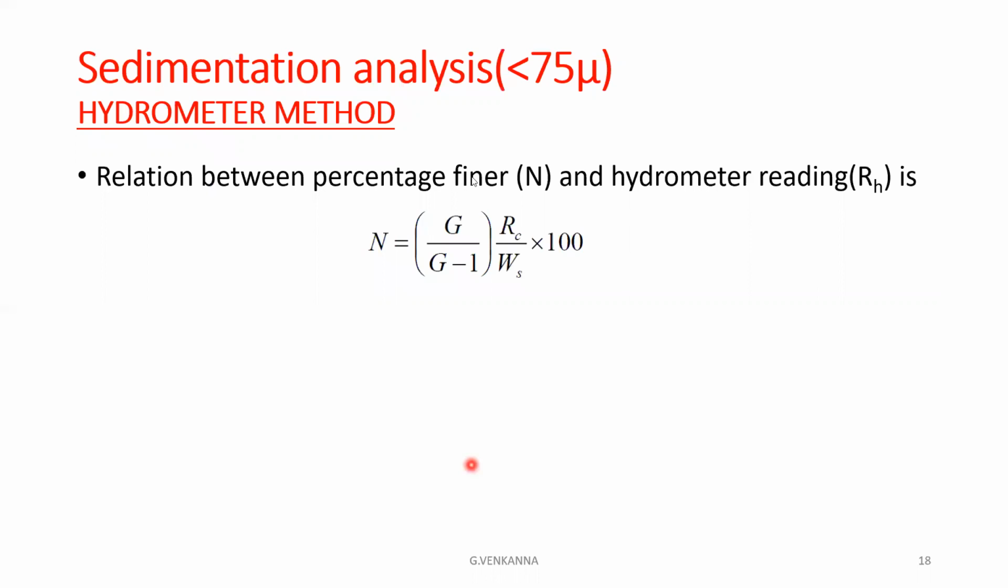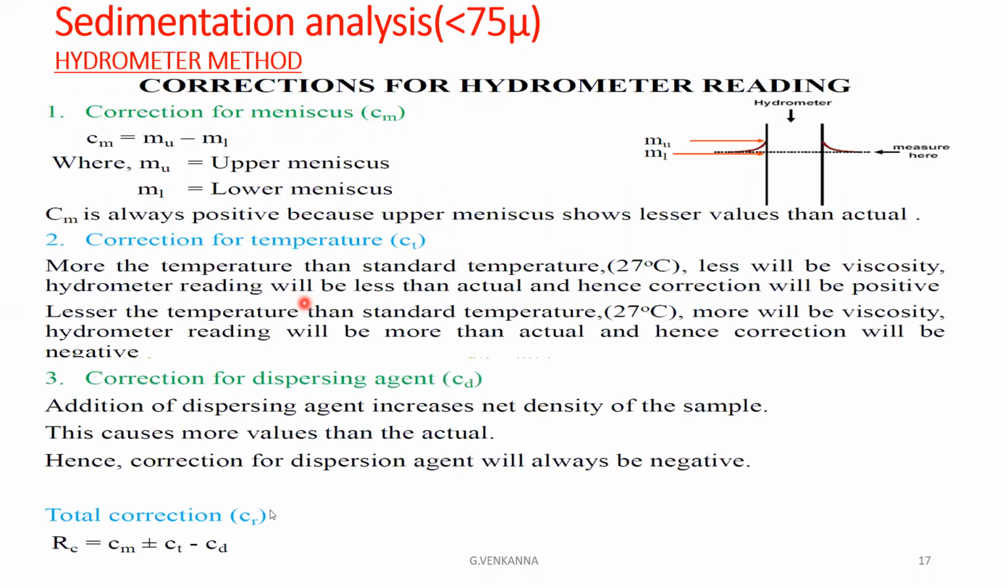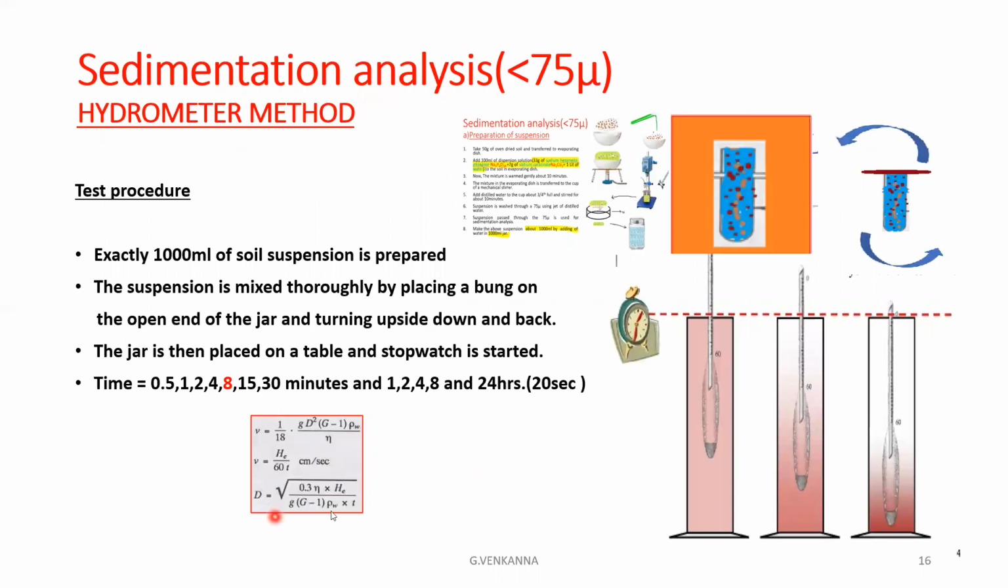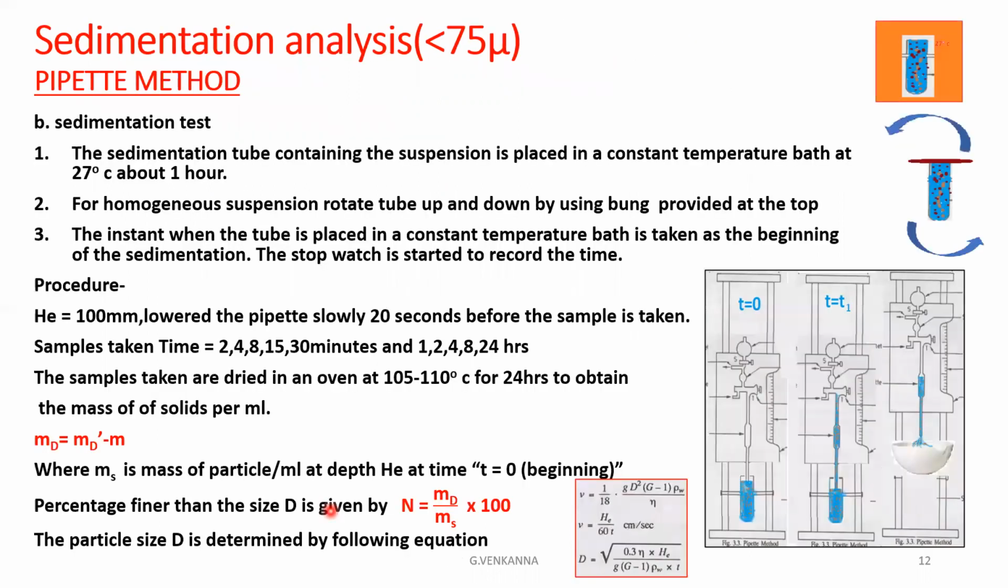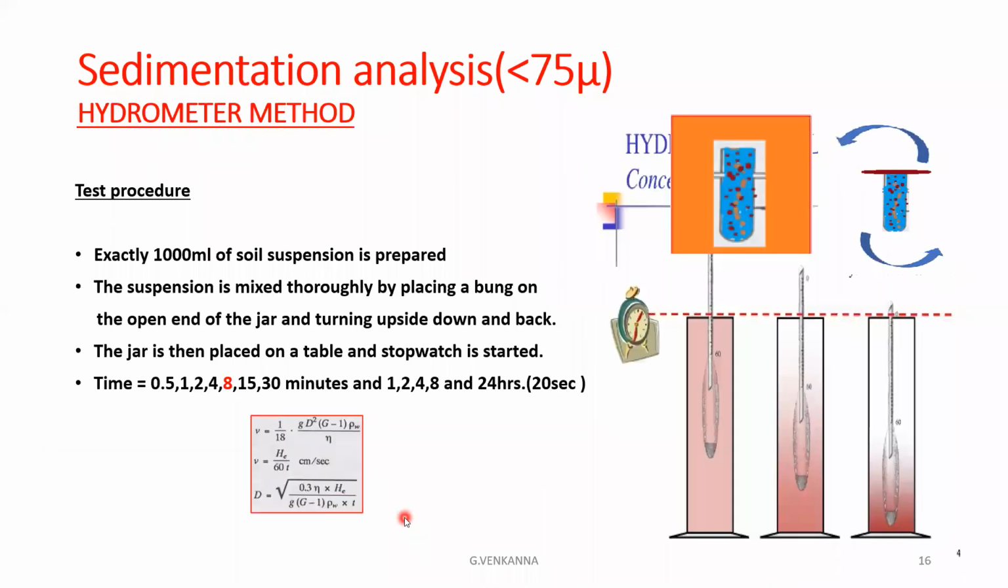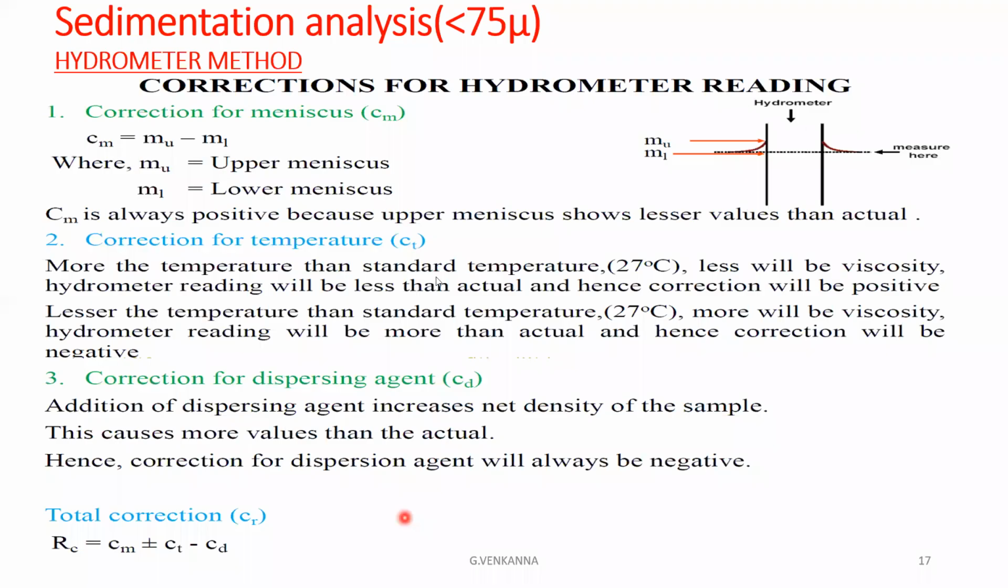Okay, next one, the relation between the methods. In the above hydrometer method we can get only the particle size directly. In the pipette method we can get the particle size, and the percentage finer from the initial weight of the soil taken at the time of sampling. In the hydrometer method we can also get the percentage finer indirectly, like this.